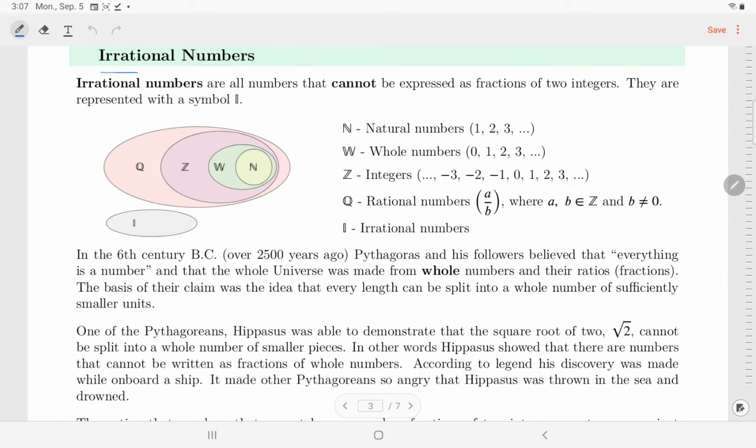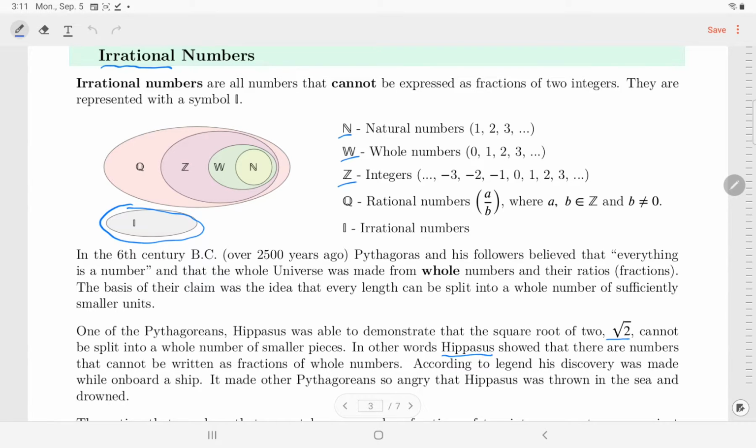Then we get to irrational numbers. Irrational numbers are separated from all the other rational numbers, including natural, whole, and integers. So they are not subsets of each other. So how do irrational numbers differ from the rational numbers that include natural numbers, whole numbers, and integers? It all started with the square root of 2, because it couldn't be split into a whole number of smaller pieces.